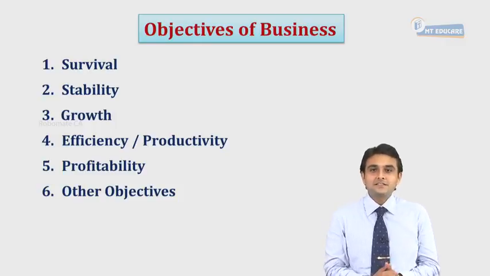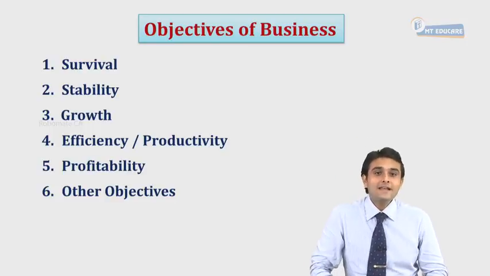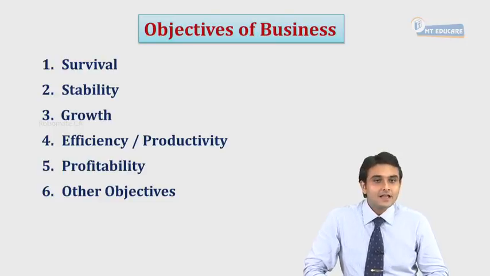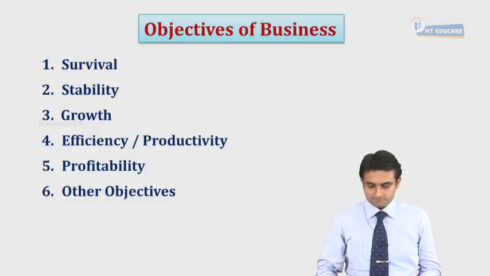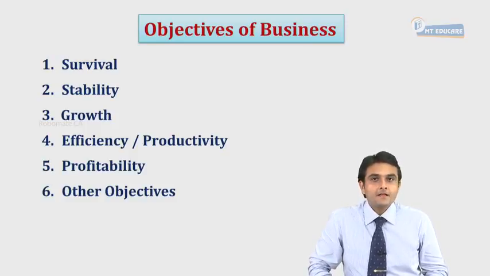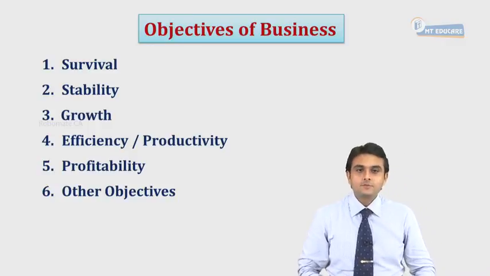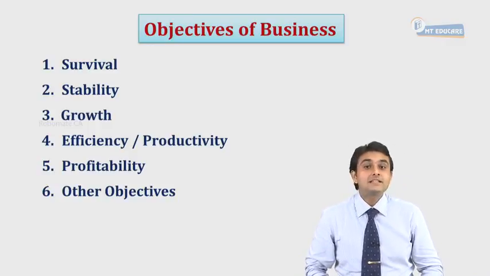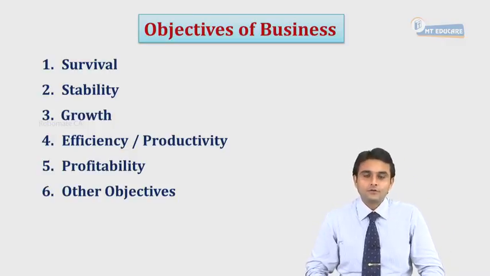So the first objective, as we just discussed, is survival, and the second objective becomes stability. Now, only after a business has survived and become stable, that is, it has established itself a little in the market, only then it can grow. And growth involves several aspects. Growth may refer to growth in terms of its investment, in terms of the products it is selling, in terms of the revenue generated, in terms of the number of units it has, in terms of the number of manufacturing facilities it has, and so on and so forth.